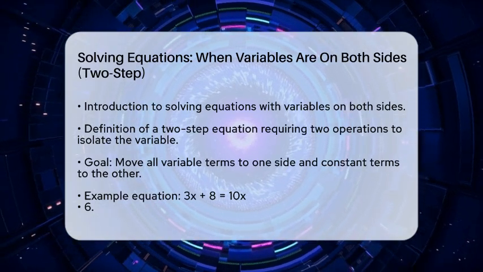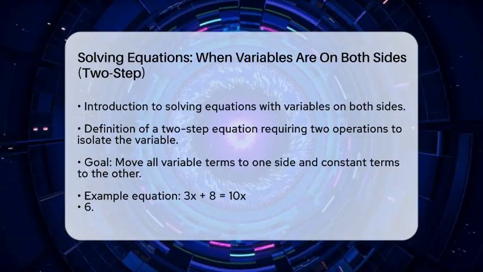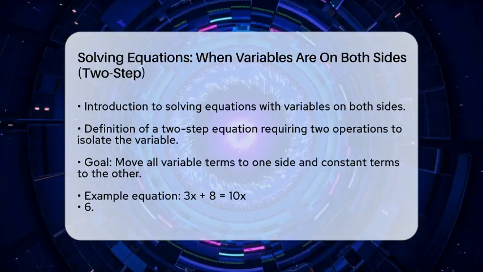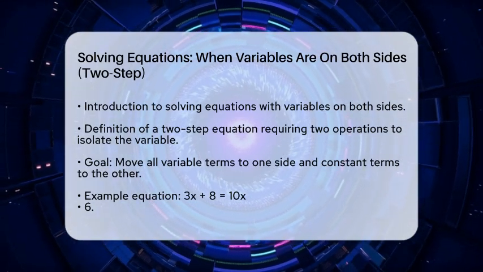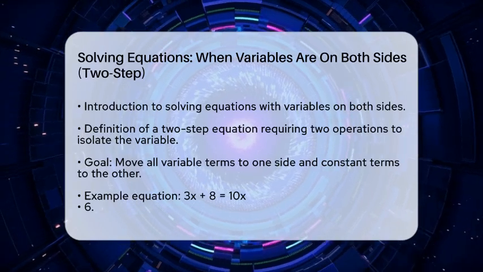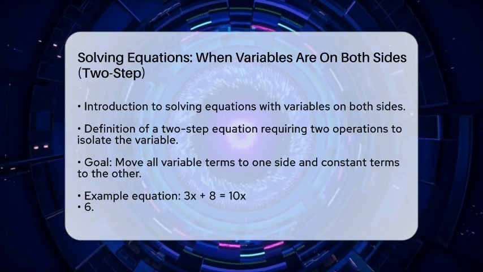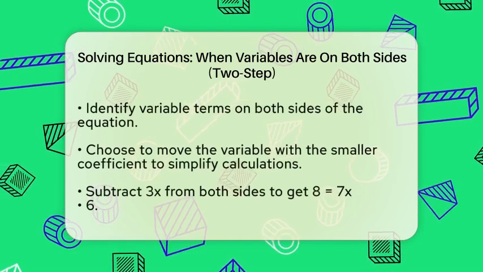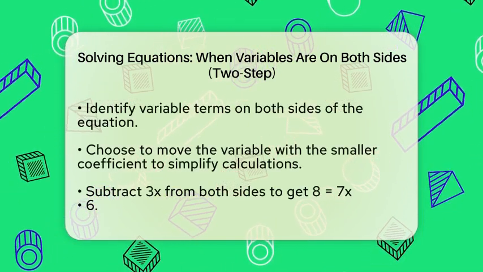First, let's clarify what a two-step equation is. It means you will need to perform two operations to isolate the variable. When the variable appears on both sides, your goal is to move all variable terms to one side and all constant numbers to the other side. Start by identifying the variable terms on both sides.